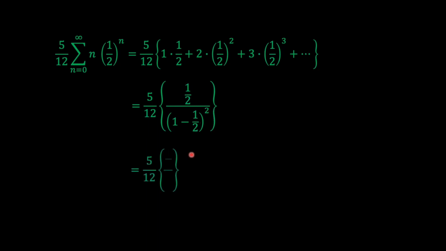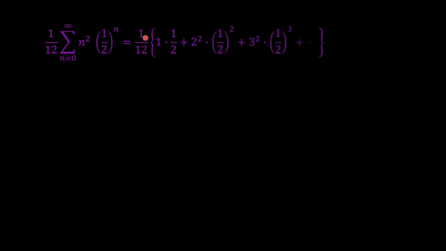And so that means we have 5 over 12 times 1 over 2. 1 minus a half is a half, squared is a quarter. So a half divided by a quarter is 2. And so 5 over 12 times 2 is 5 over 6. So the green term sums up to 5 over 6.